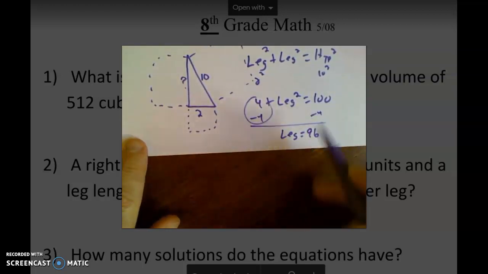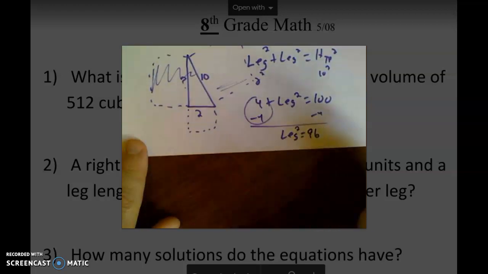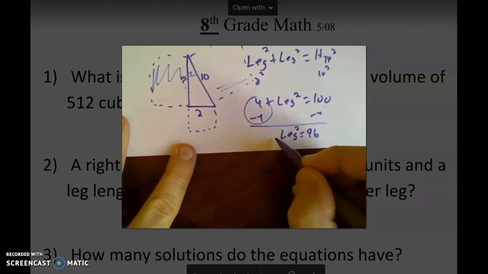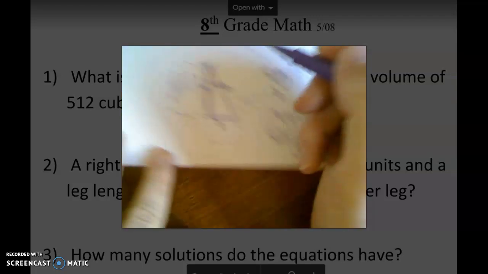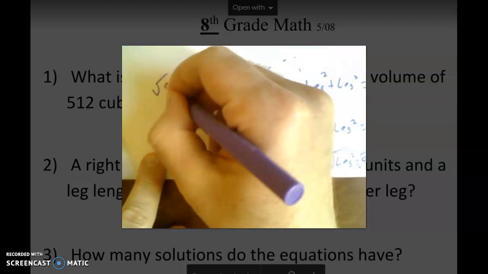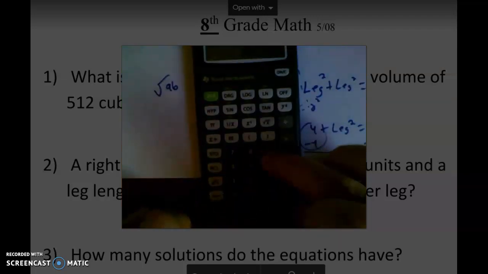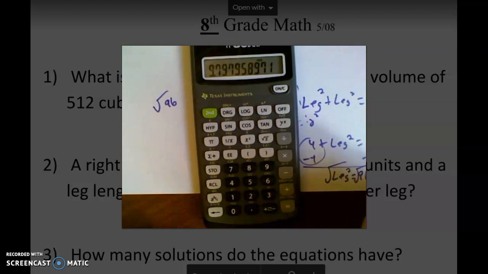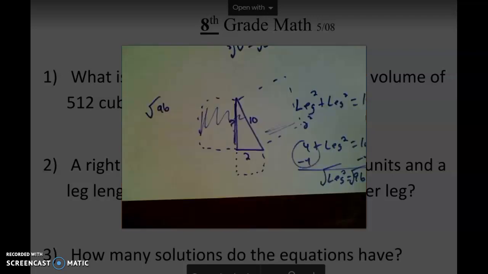And my last step, since I don't want to know how big the square is, I want to know how long its side is, I have to undo the square. So I take the square root of both sides. So I'm missing side length. The exact answer would be the square root of 96. If you wanted to estimate it, take your calculator and go square root of 96. And you can see it's irrational, but it's about 9.79 or 9.8 for your answer.